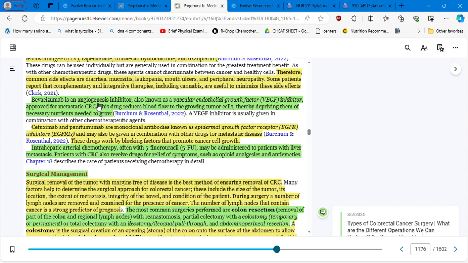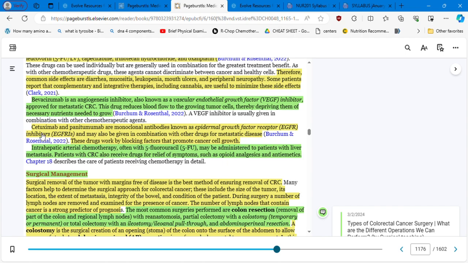So bevacizumab is an angiogenesis inhibitor, angio related to vascularity, genesis. So this is a generator of vascularity inhibitor. It's going to inhibit the creation of that vascularity in order to, how can we call it, to starve, to create the starving process for that tumor. Do not get feeding. Okay, this drug reduces blood flow to the growing tumor cells, thereby depriving them of necessary nutrients needed to grow. Exactly.